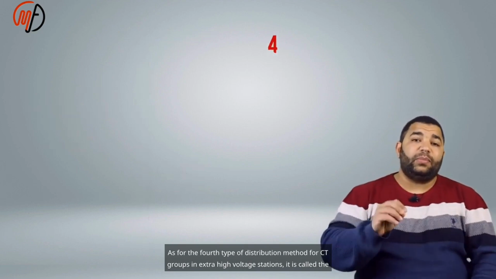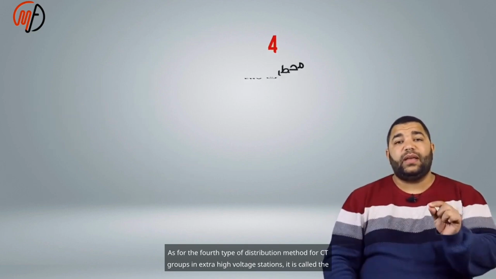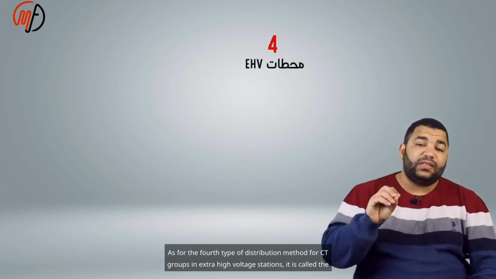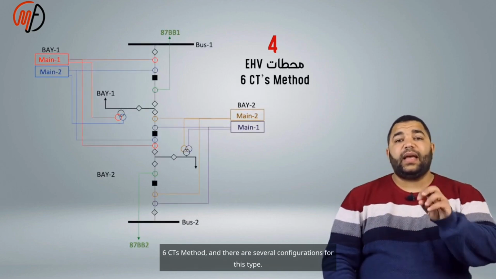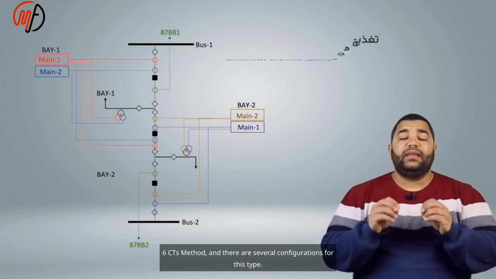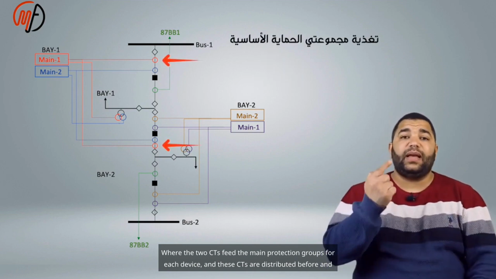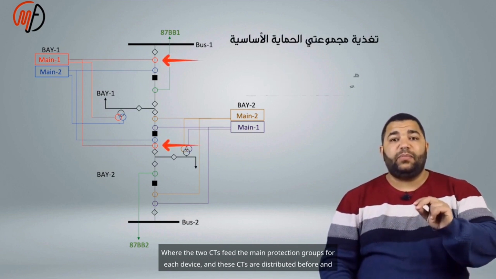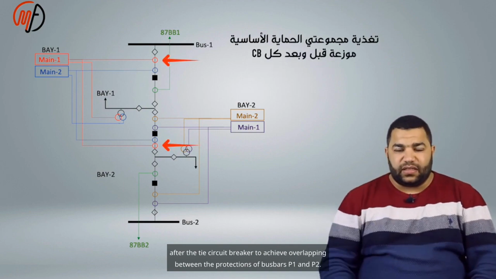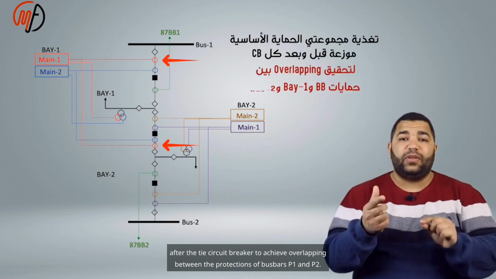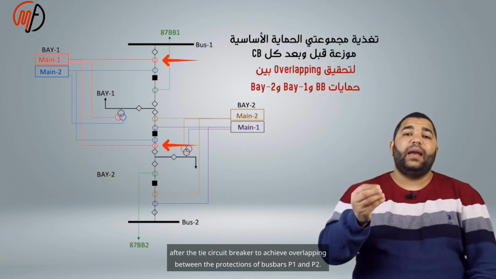As for the fourth type of distribution method for CT groups in extra high voltage stations, it is called the 6 CTs method, and there are several configurations for this type, where the 2 CTs feed the main protection groups for each device, and these CTs are distributed before and after the tie circuit breaker to achieve overlapping between the protections of bus bars P1 and P2.